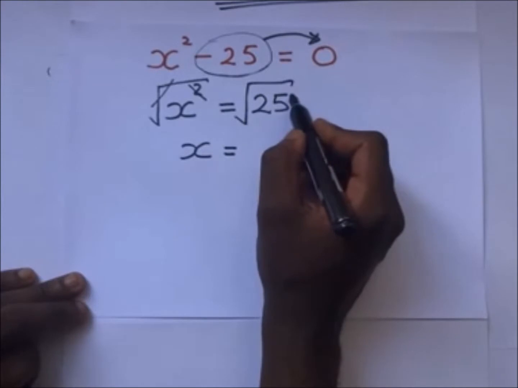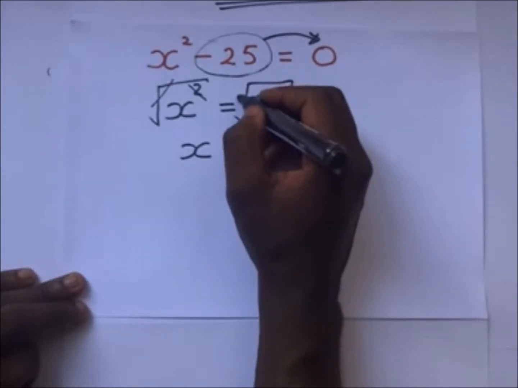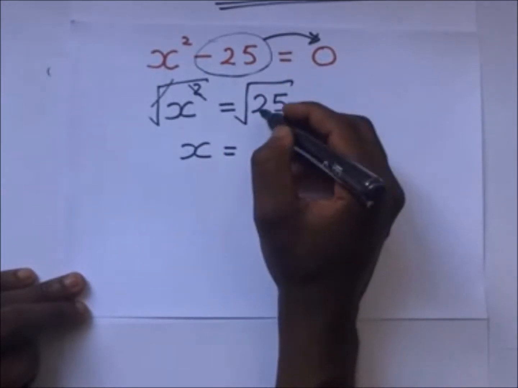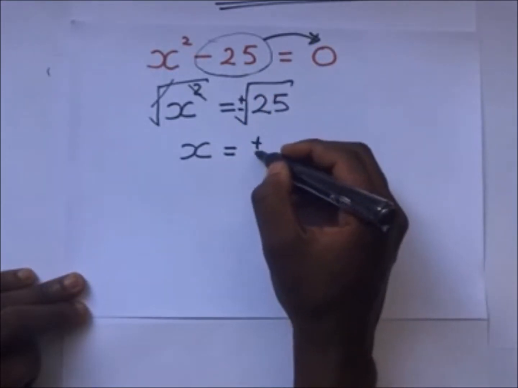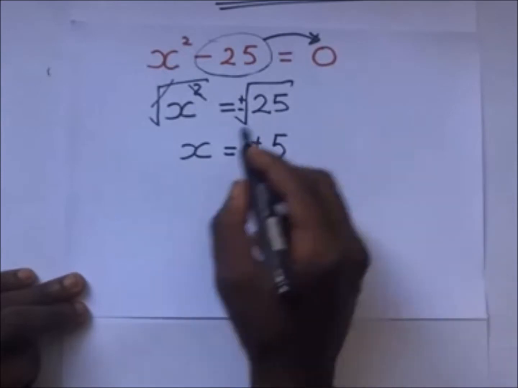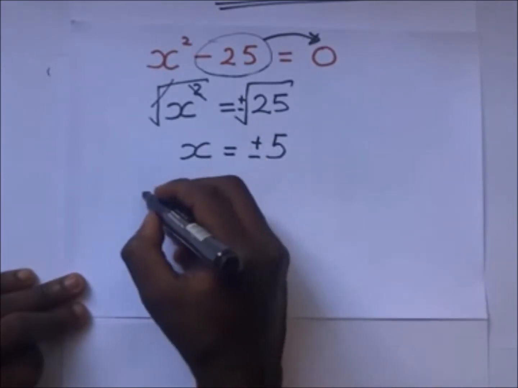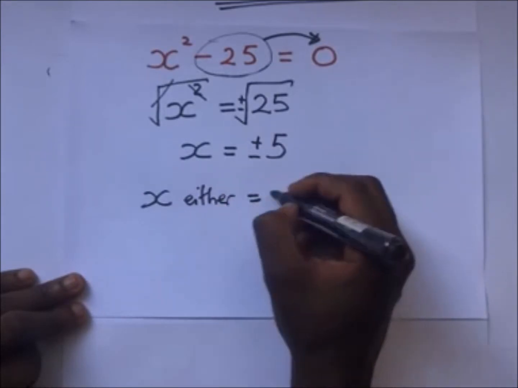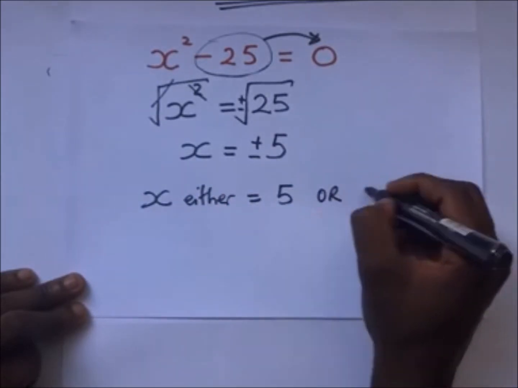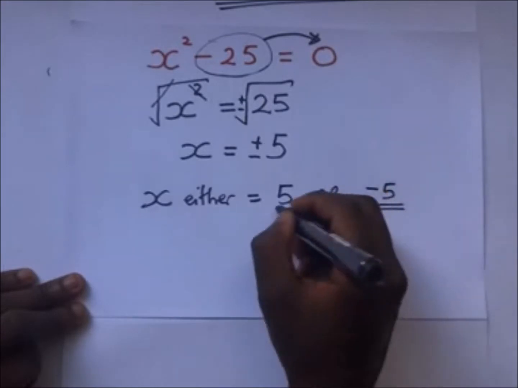Now, the square root of 25 here is 5. But this is either plus or minus. So it is either plus or minus 5. So it means x has two values. So x is either equal to 5 or negative 5.